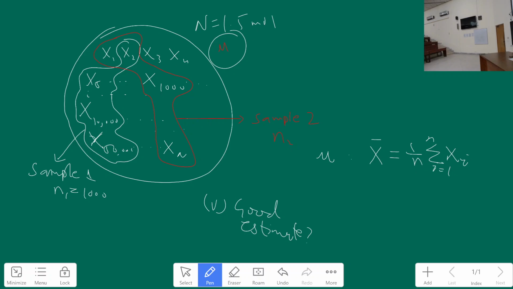What about variance? Sigma squared. We have a symbol for that, we call it S squared, and that is calculated based on the sample like this: 1 over n minus 1, summation of (xi minus x bar) squared.